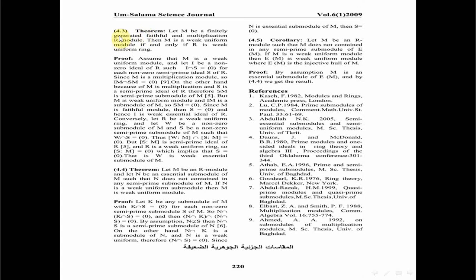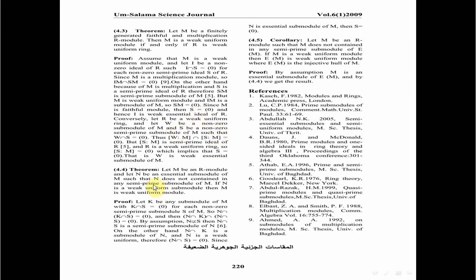and this is theorem 4.3. Let M be a finitely generated faithful multiplication module, then M is weak uniform if and only if R is weak uniform. This is the hereditary property between M and R, the property weak uniform between M and R, and this is the proof of this theorem.